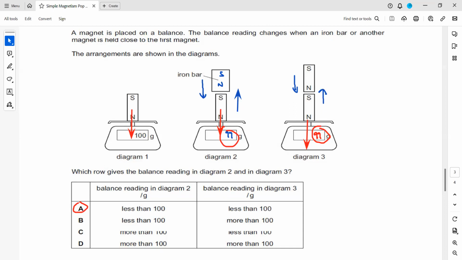Is it clear, this question? Anyone having a doubt in this? If it is less, if there is another.